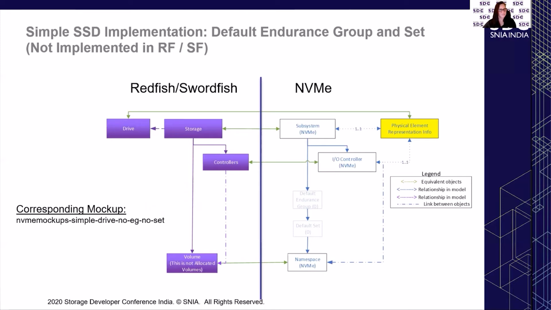So what you can see here is for a simple SSD. We say default endurance group and set, which really means there isn't one. That's an NVMe nuance I won't get into. But this reflects a lot of the NVMe SSDs that exist today, where they have a subsystem, generally one I/O controller, and one namespace, although some are capable of more, but these are largely 1-1-1.